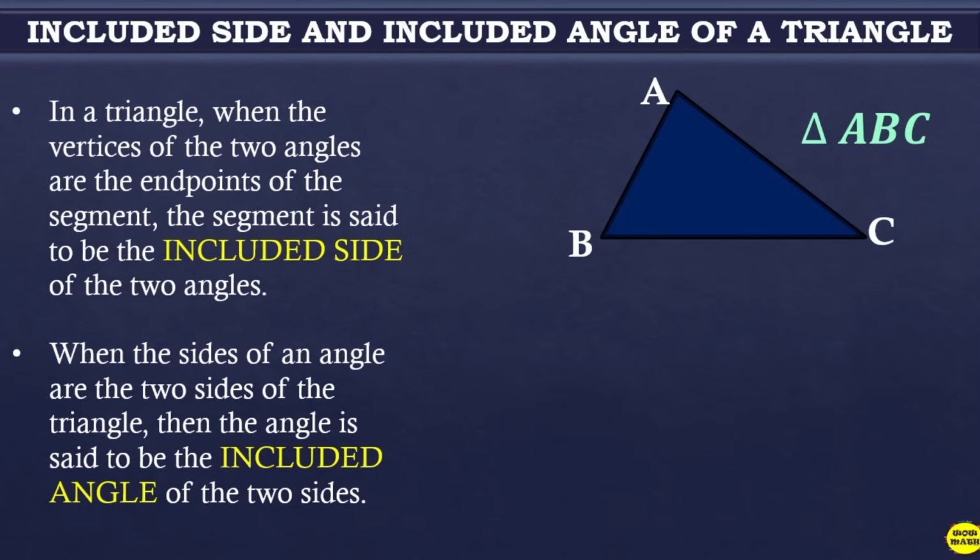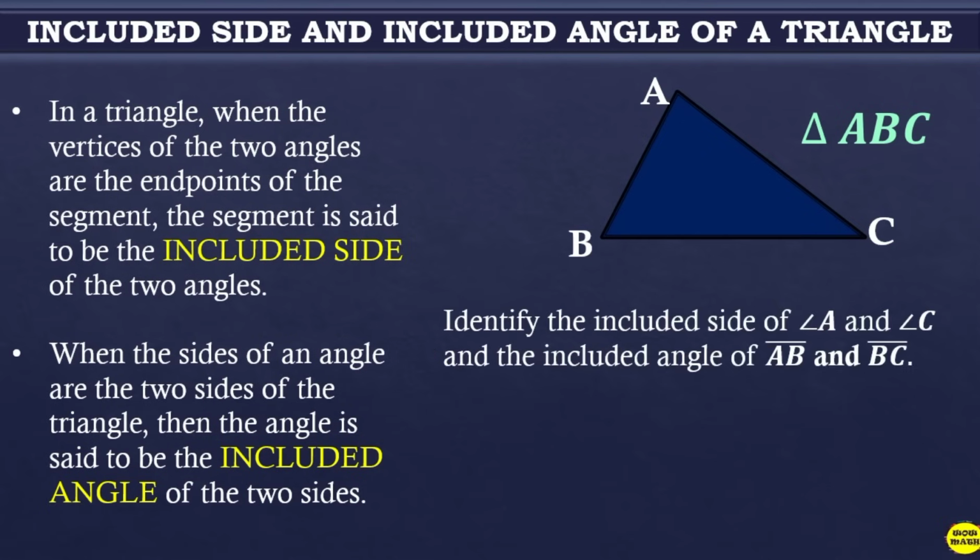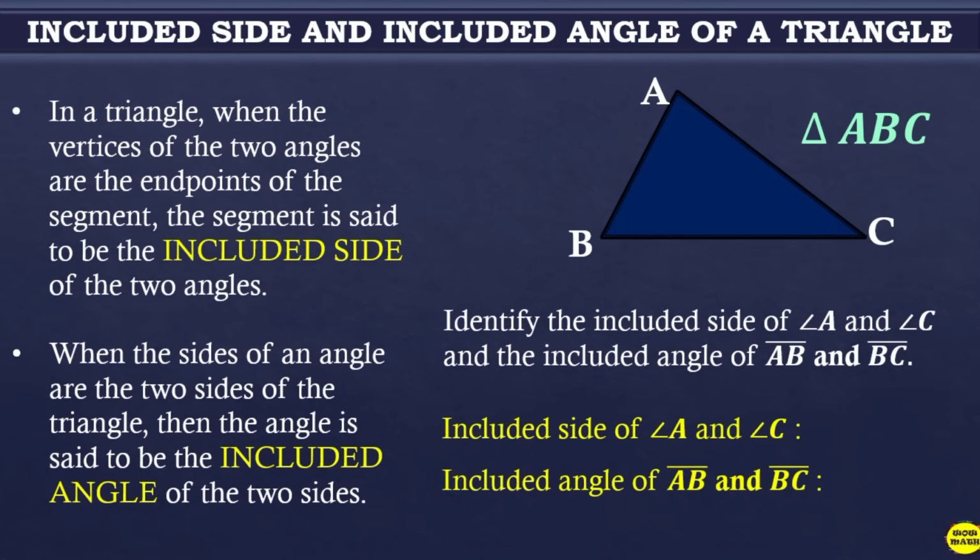Okay, so I have here triangle ABC. So as you can see, we have three sides, three vertices, and three angles, which are the parts of the triangle. Okay, so we are asked to identify the included side of angle A and angle C, and also the included angle of segment AB and segment BC. So, pinapahanap sa atin, ano ba itong included side at included angle? So, we are asked to give the included side of angle A and angle C.